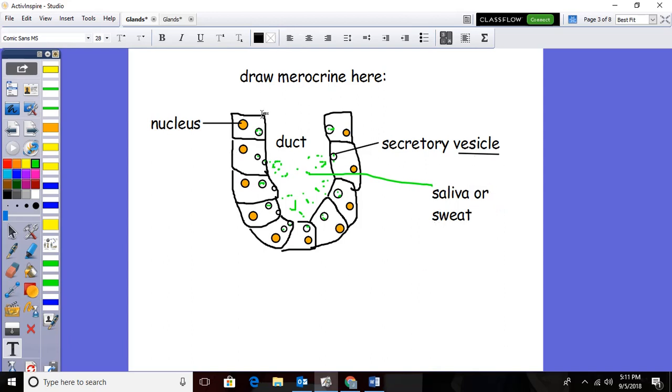Something to notice in this picture: no damage happens to the cell. The only thing we're putting in that duct is the actual secretory product itself, which is either the saliva or sweat. And so what you're going to be asked to do when you get a review sheet for this, when we have a quiz or a test on this, is you're going to have to be able to match up a picture of a merocrine gland, a gland like this, with the name merocrine. You're going to have to know that the product that would be there would either be saliva or sweat. Once we draw the other glands, you're going to see how they look different.